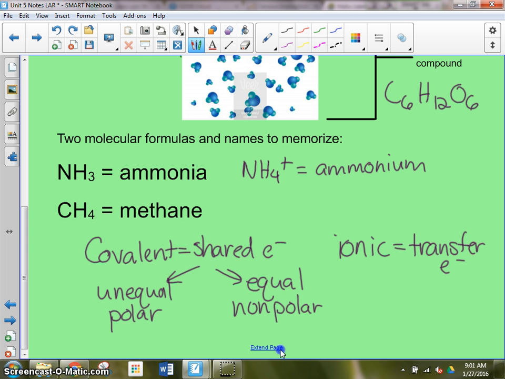I can share equally or unequally, and remember that is related to the difference in electronegativity between the elements in the molecule. The greater the difference, the more unequal the sharing of the electrons.